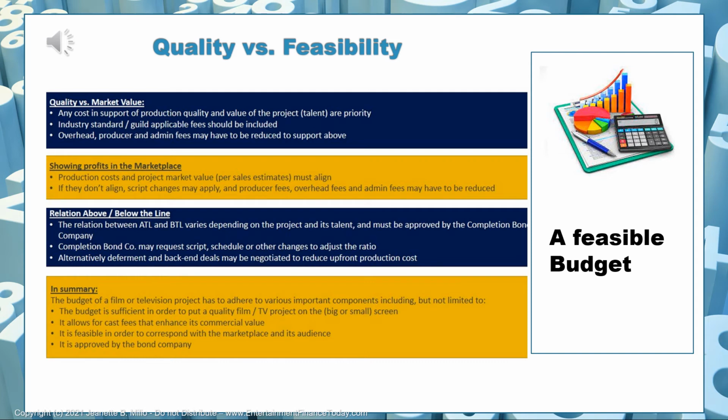When you're thinking about showing profits in the marketplace, the production costs have to stay in line with and align with the sales estimates. We mentioned this a few times. I'm going to mention it again because it's super important. If your budget is $10 million and the sales estimates are $3 million, you're going to have to cut it quite a bit or not make the movie, because clearly this is not a movie you should be making because you're totally out of touch.